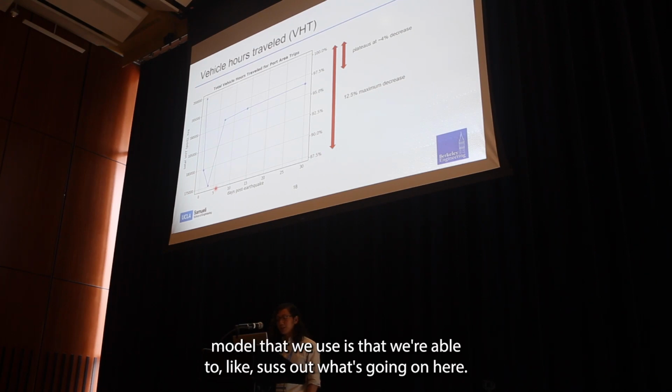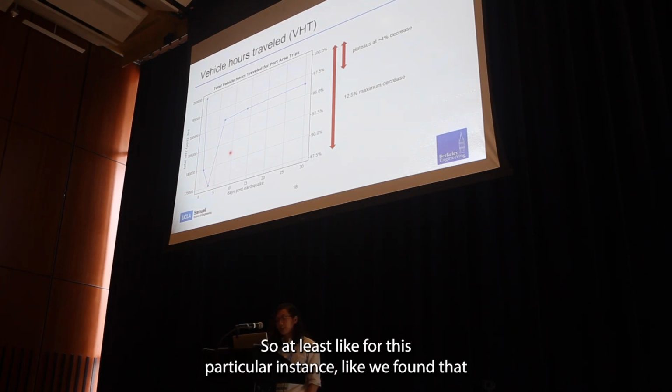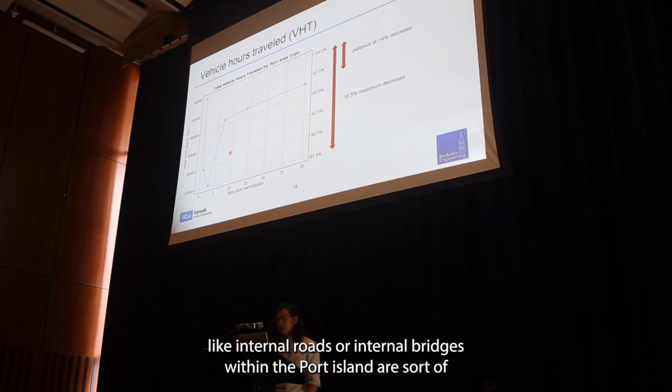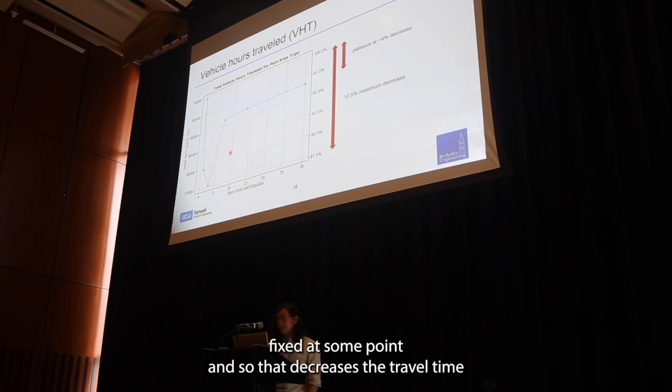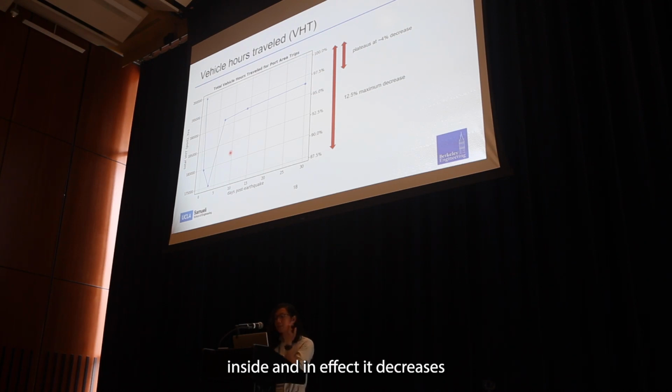I think one advantage of the model that we use is that we're able to suss out what's going on here. For this particular instance, we found that internal roads or internal bridges within the port island are fixed at some point, and that decreases the travel time inside and in effect decreases the hours traveled, even if the overall port island is not yet fully connected to the mainland.